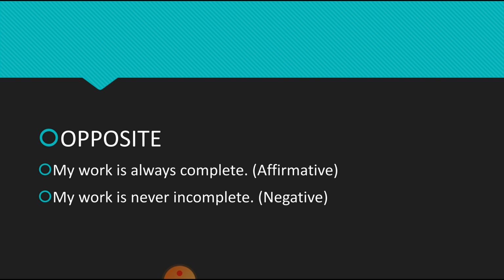Now first of all we will discuss opposite. I'll give you a sentence and explain it to you. See, the first sentence is affirmative. My work is always complete, and we have to make it in a negative form. That is, my work is never incomplete. Complete's opposite is incomplete. So in this way we can change from affirmative to negative.